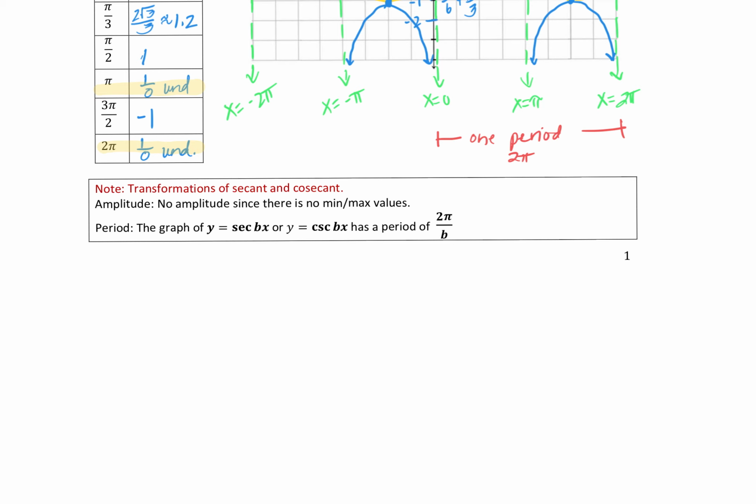So the period, if you have some value attached to the argument for either secant or cosecant, some b value, it's the same as sine and cosine. The period is going to be the normal period 2 pi divided by whatever that b value is.